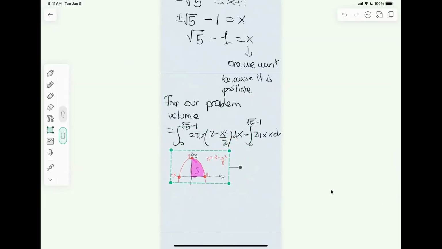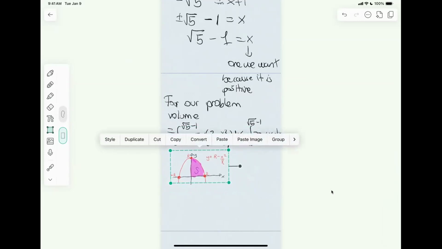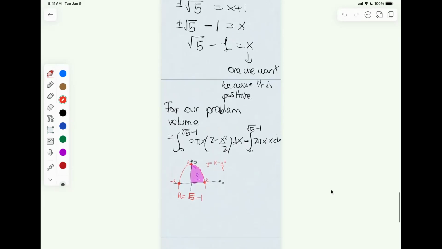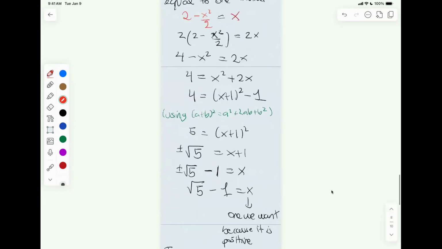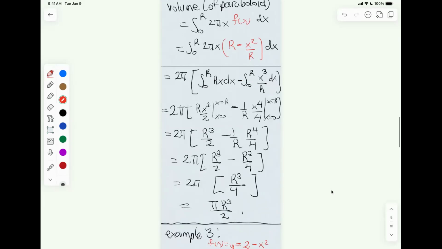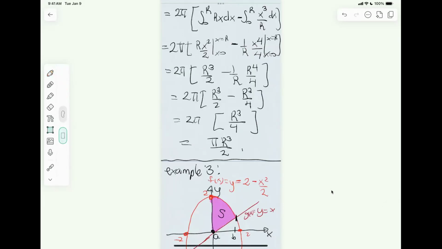So for the first problem, I'm using this diagram, right? Now R is root of 5 minus 1. And we had found the formula here for the value of this volume. Sorry, just to go back up. That's really a nice thing about the iPad, that you can do copy paste in a very simple way. So the volume we had found was this.